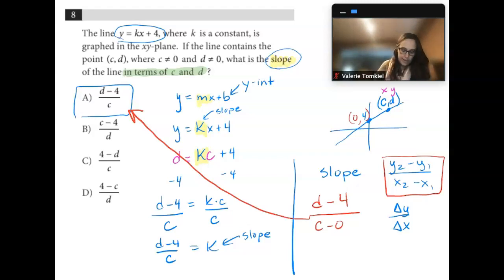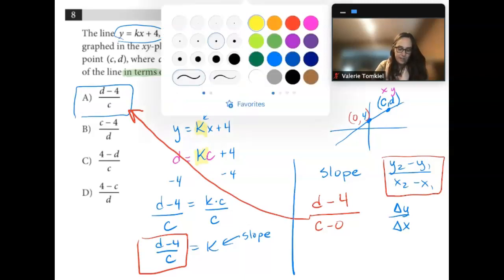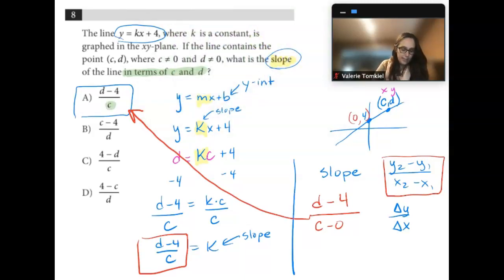So either way, we see the representation for the slope of the line in terms of c and d, which just means c and d are going to be part of my answer, part of my solution, is answer A.